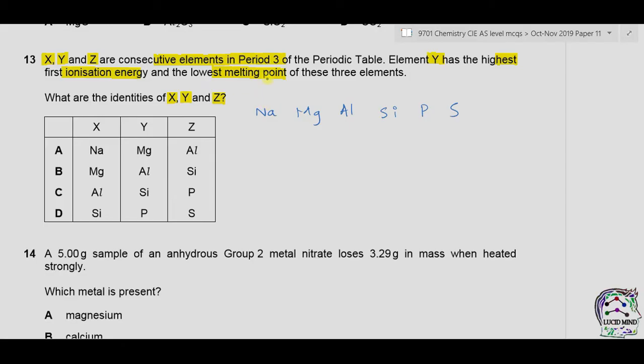Let's first look at the melting point. We know that sodium, magnesium and aluminum are metals and the melting point increases as the number of electrons lost increases. The metallic bonding becomes stronger, so therefore the melting point increases. Now in silicon we can see that silicon forms a giant covalent compound. Because of the giant structure, the melting point will be more than aluminum.